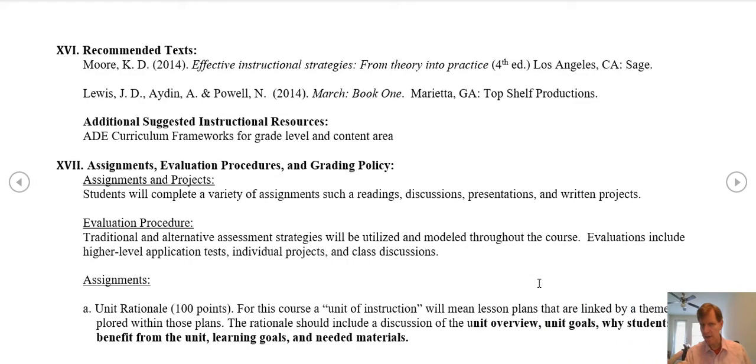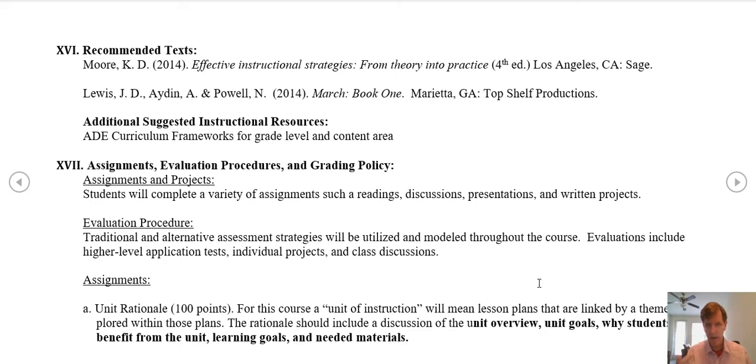You can see the recommended texts here. Now, the recommended texts, I'm not requiring you to purchase them. They will help you. I will draw upon them as we get further into this course. So if you do get into these books that I've recommended, it would benefit you, and you'll spot, ooh, I see where Dr. Kearns is drawing on Moore or on Lewis at times. And there'll be other books that I draw upon as well.